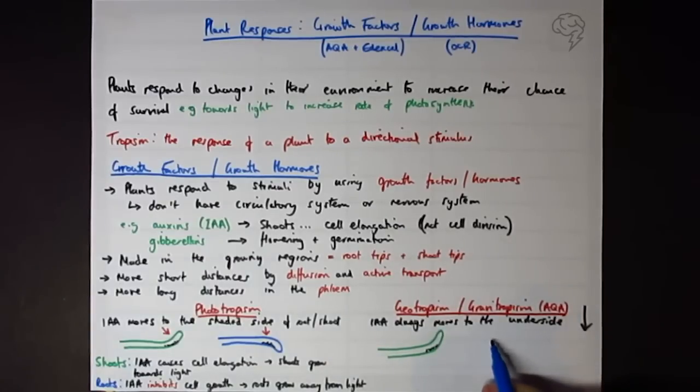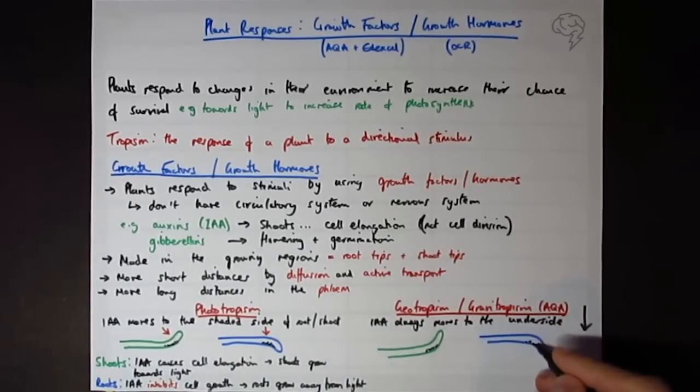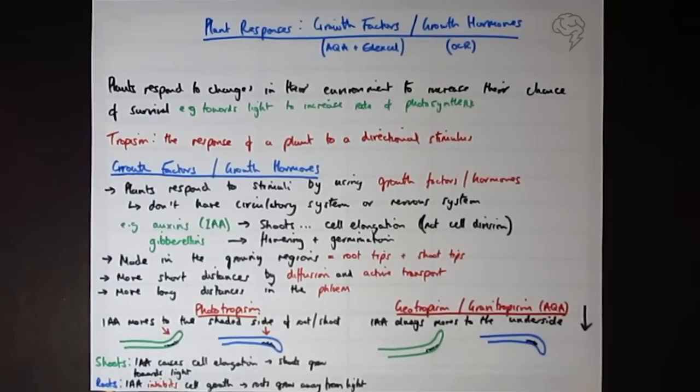I'll do my diagram here as well. So in roots, it's going to move to the underside, so it moves to the same side each time. But remember, in roots, it has the opposite effect. It's going to prevent cell growth, and therefore it's going to grow towards gravity. So the cell elongation is exactly the same. It's basically going to grow away from gravity.